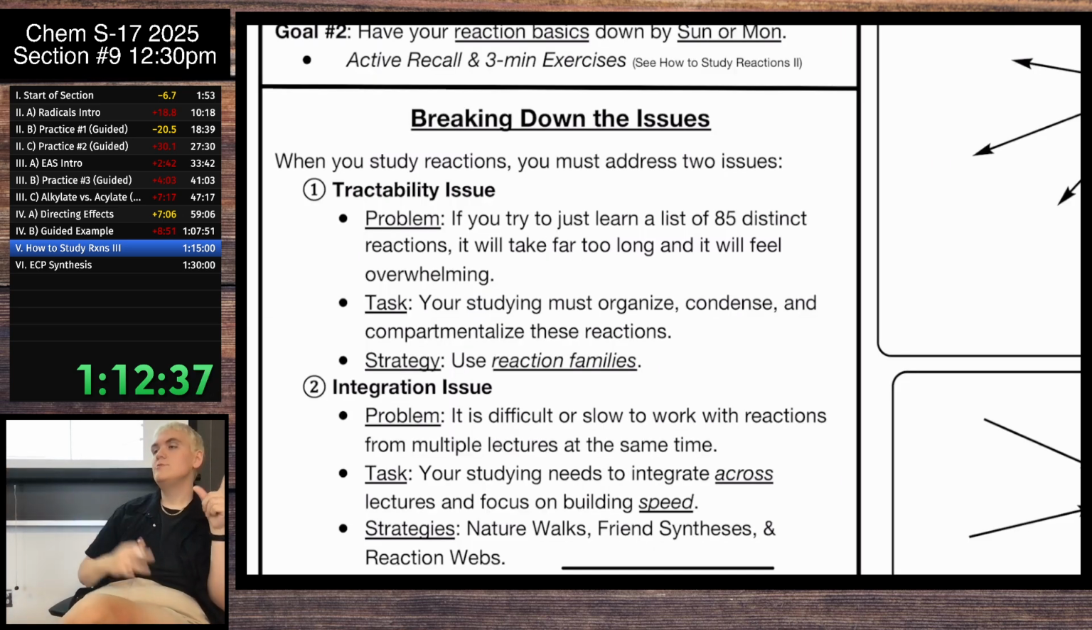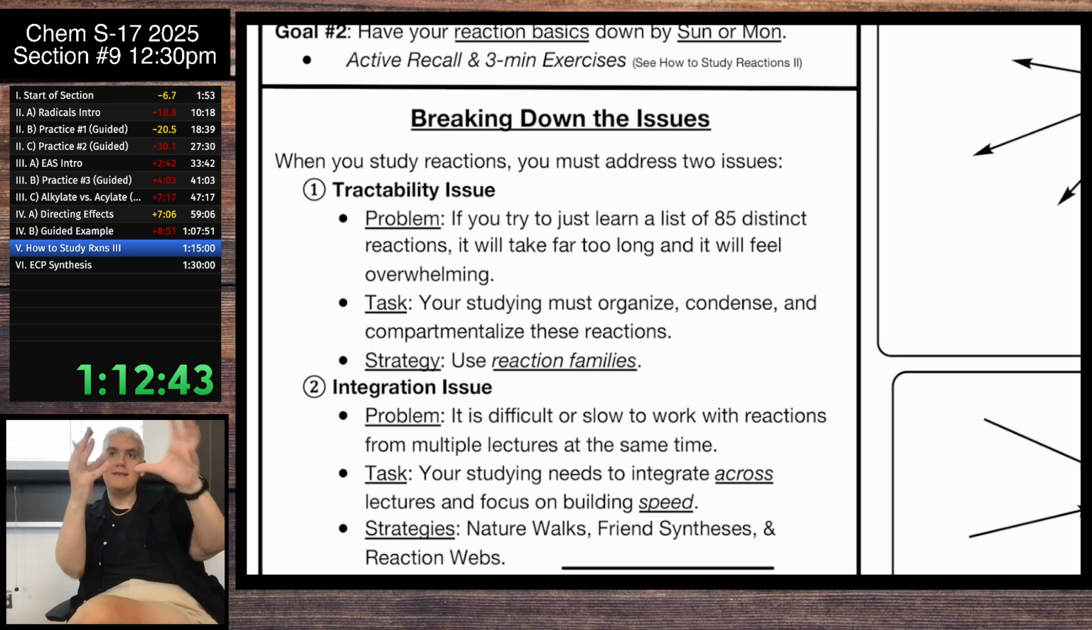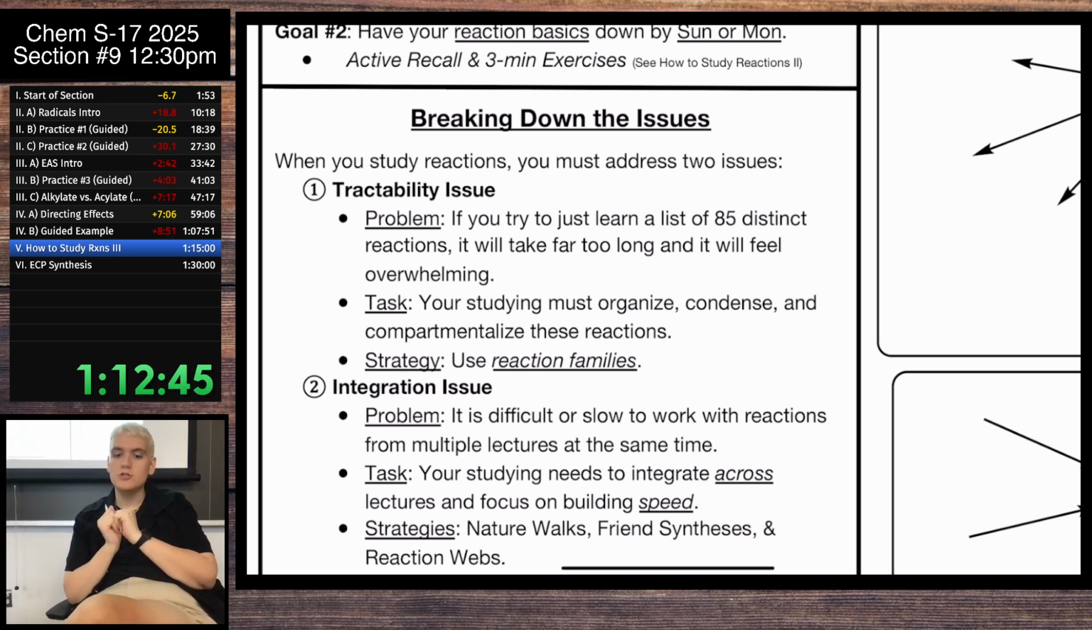Something that you do needs to engage with organization. Maybe make your own review sheet and organize them, or just study and do your active recall in the families as modular units. The second thing is the integration issue, which is right now y'all are really good at thinking in lecture 8 mode, lecture 7 mode, lecture 6 mode, just in their own little compartments. And we need to be able to ping pong between all of them.